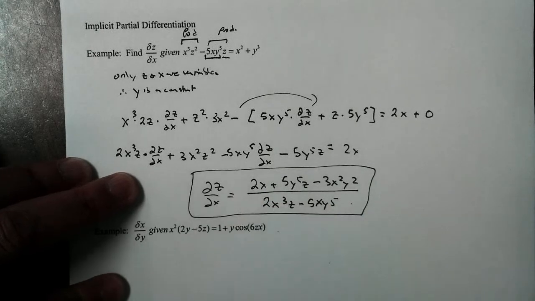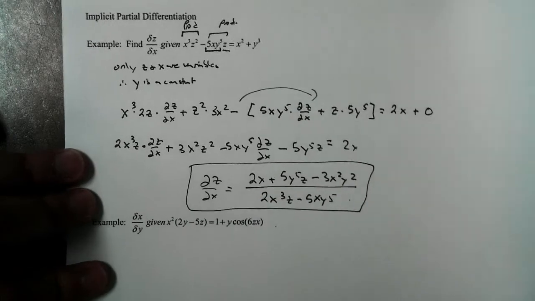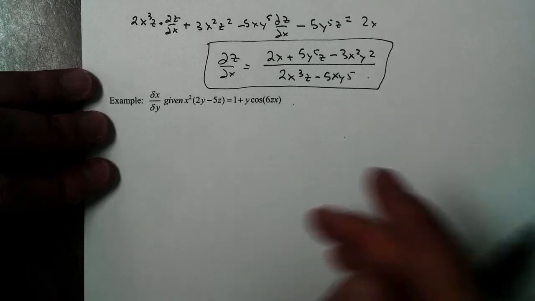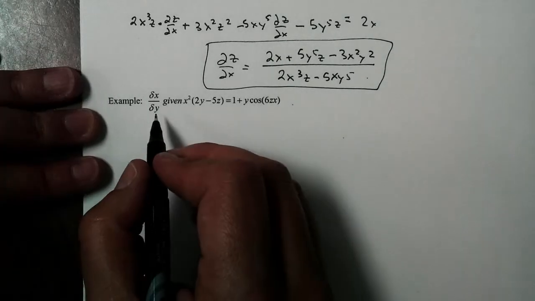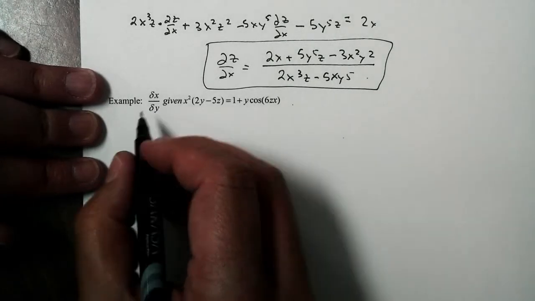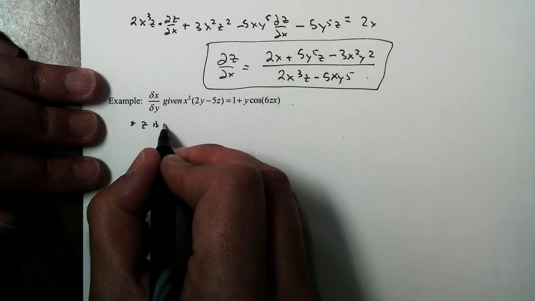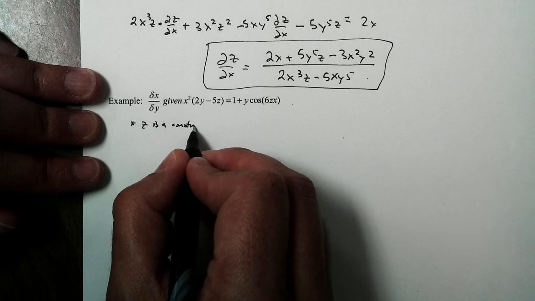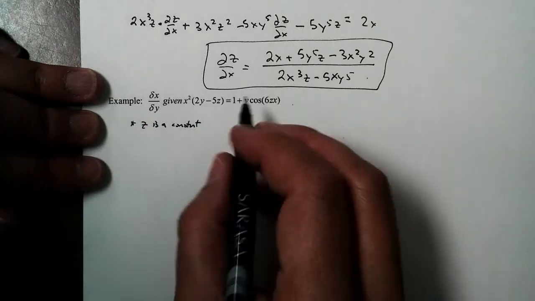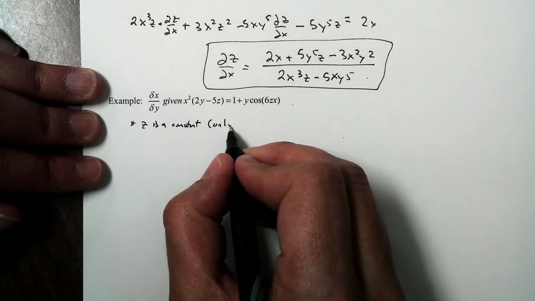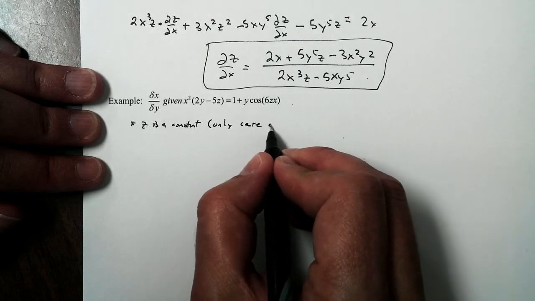Now we are going to take a look at a shortcut for this later on, though. Not right now, though. We're too young for that. So let's go and try this one. We want to find the partial of x with respect to y. So in this case, we are going to treat z as a constant right there. So if we treat z as a constant, that means we only care about x and y.